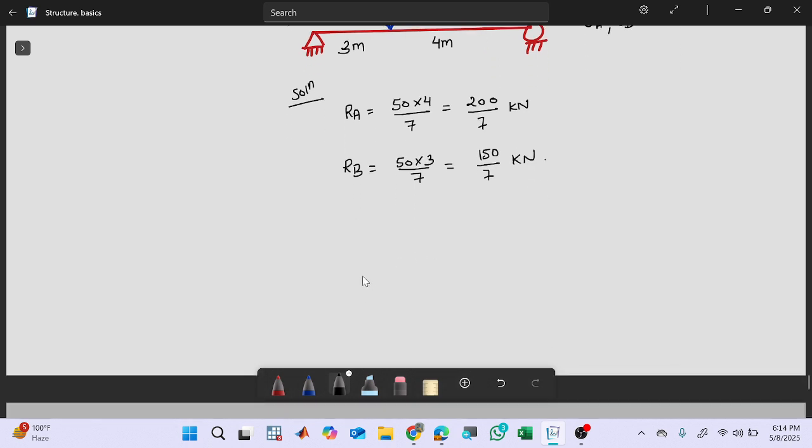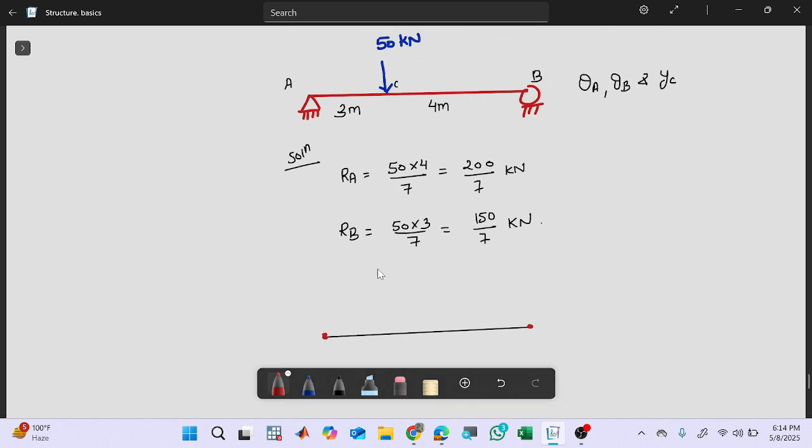After determining RA and RB, the next step will be drawing the bending moment profile. Let's say the bending moment at point A is 0, and the bending moment at point B is 0 because there is a hinge and roller support. And what about point C? The bending moment at point C can be calculated as RA times 3, that is equal to 600 over 7. Okay, 600 over 7.